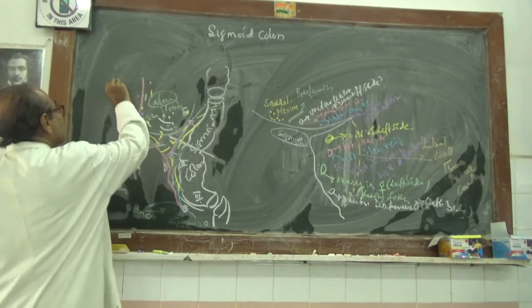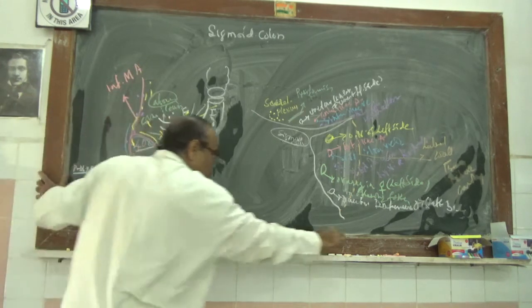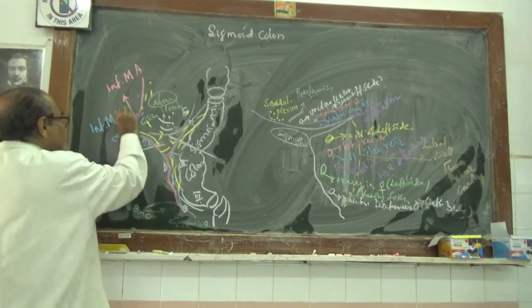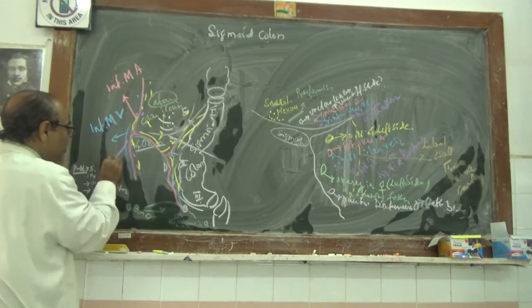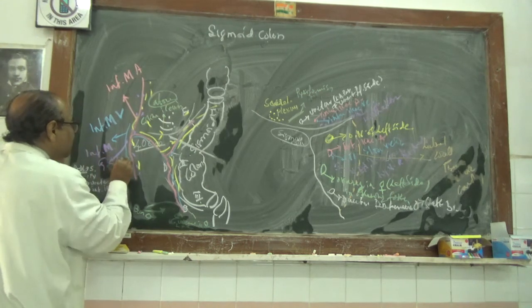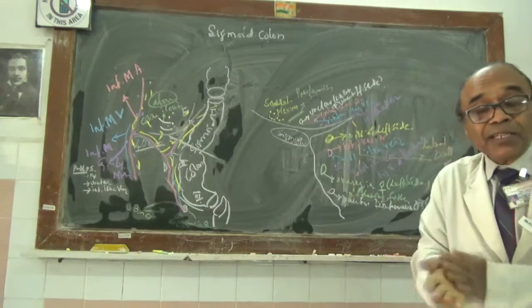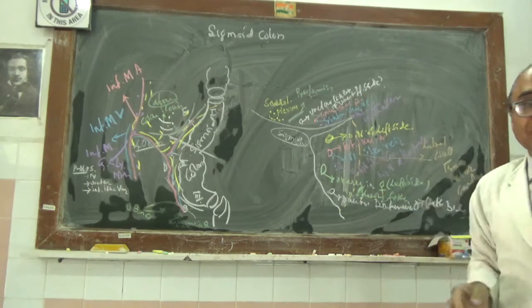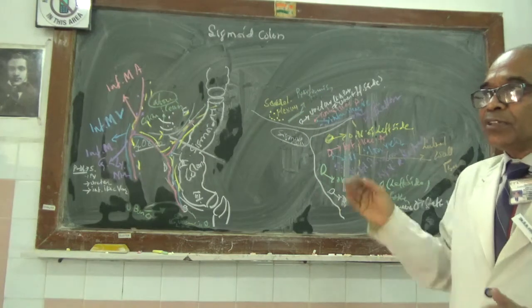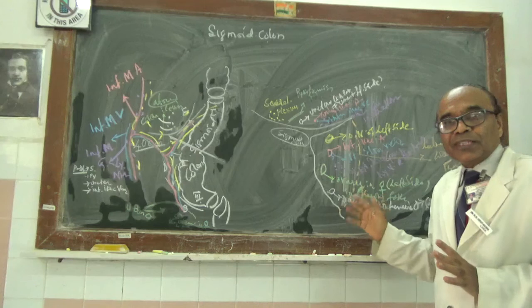Inferior mesenteric artery. And the venous drainage is by the inferior mesenteric vein. Lymphatic drainage is by the inferior mesenteric group of lymph nodes. And nerve supply is autonomic as usual, that is by the colonic plexuses, and that colonic plexus is the mesenteric plexus. So this is what you will be going to get into.